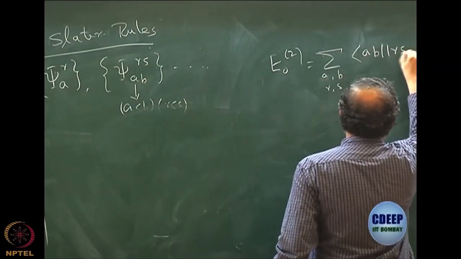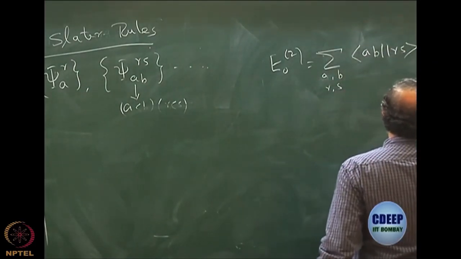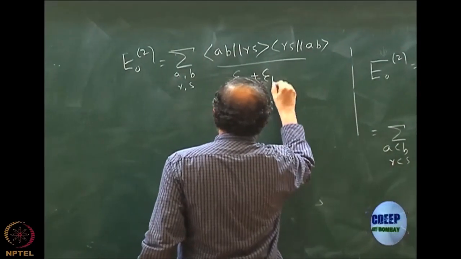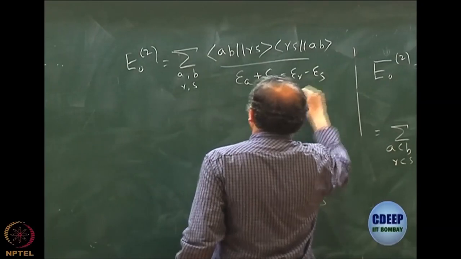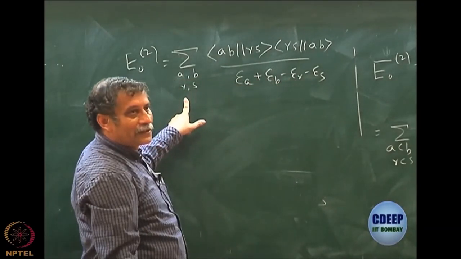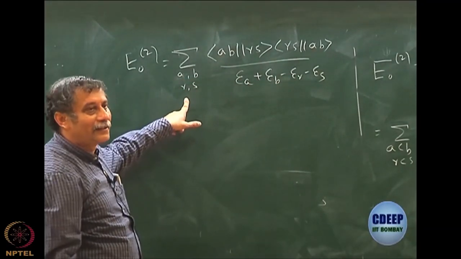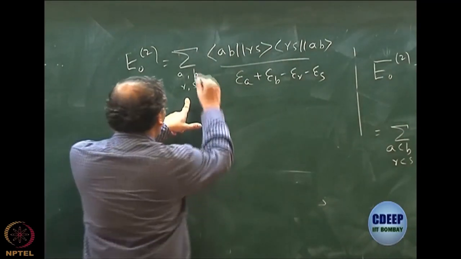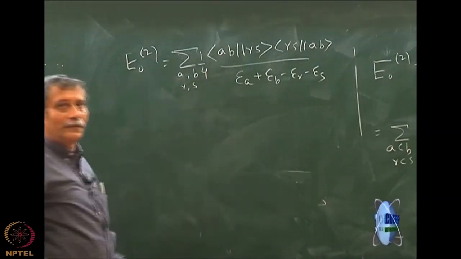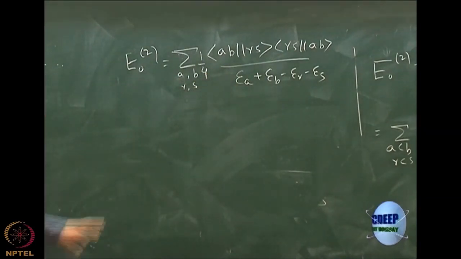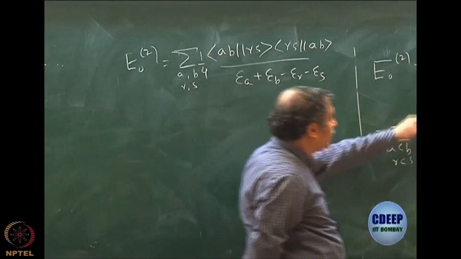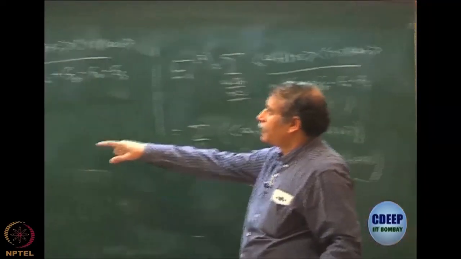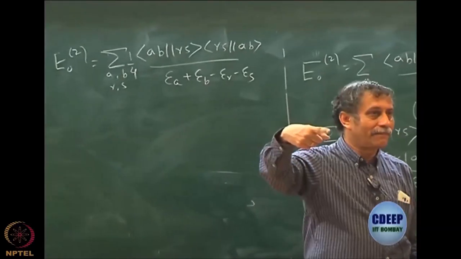AB less than RS, AB anti-symmetrized RS, RS anti-symmetrized AB, epsilon A plus epsilon B minus epsilon R minus epsilon S. It's not correct, right? So what will you do to make it correct? Minus, no, half. Just half. Half into half, 1 by 4. So first write this expression as 1 by 4, then try to do this. Because a lot of simplifications will come if I sum over all AB, all RS.